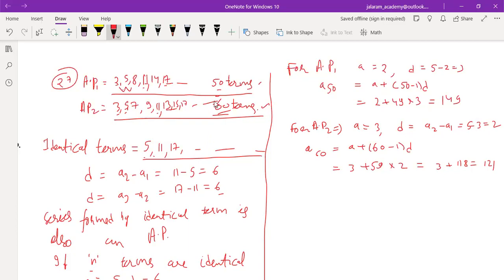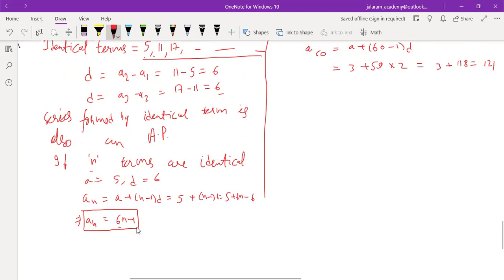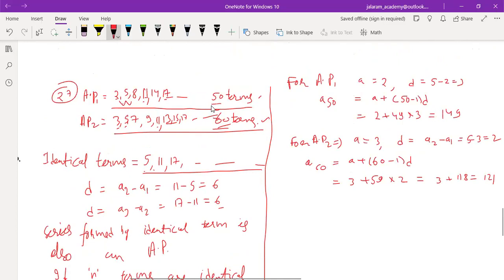Now we have already discussed that the nth term of the series obtained by identical terms is 6n minus 1. This 6n minus 1 cannot exceed the 50th term of AP1 or the 60th term of AP2.